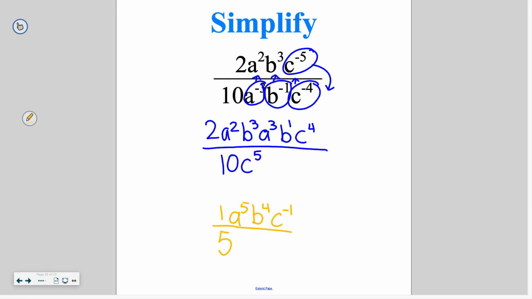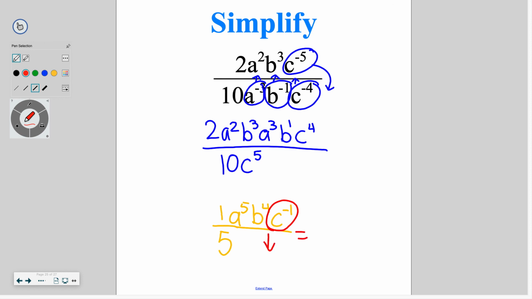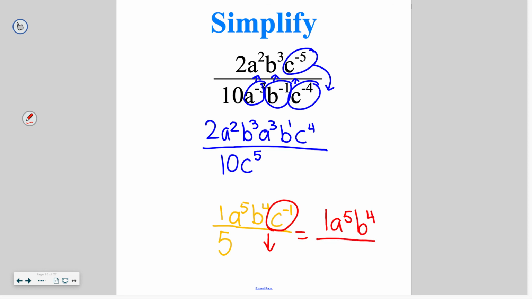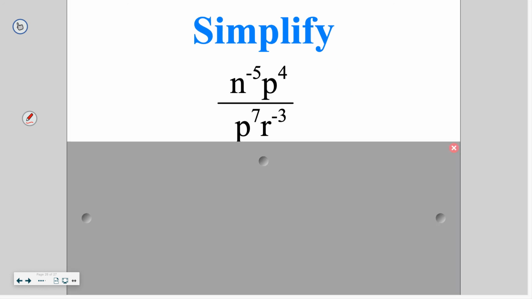We can't have a negative in our final answer, so that means this c to the first needs to go to the bottom, giving us 1, a to the fifth, b to the fourth, over 5, c to the first. If you don't want to include the ones, you do not have to. So your final answer could be a to the fifth, b to the fourth, over 5 times c. Go ahead and try this one on your own.